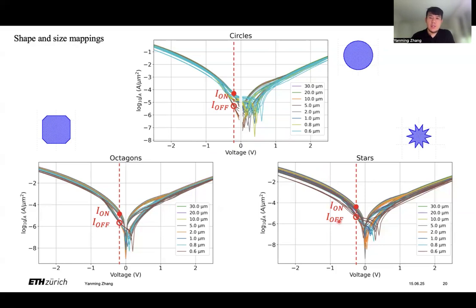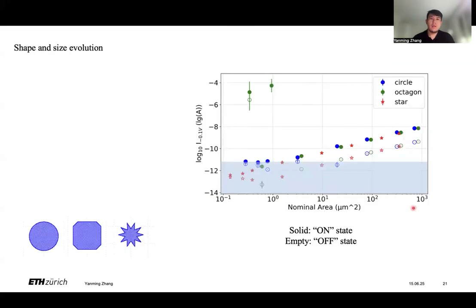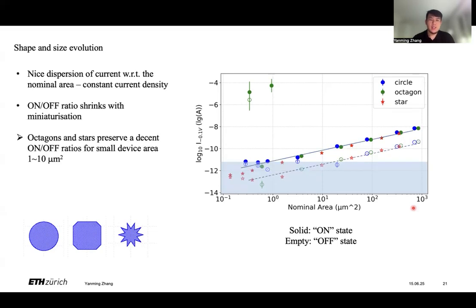There are two current states, the on state and off state, and we wanted to know the on/off ratio between the two states. Here is a plot of on and off currents with respect to the nominal area calculated based on the size and shape of each device. And as we can see, the separation between the two lines defines the on/off ratio.